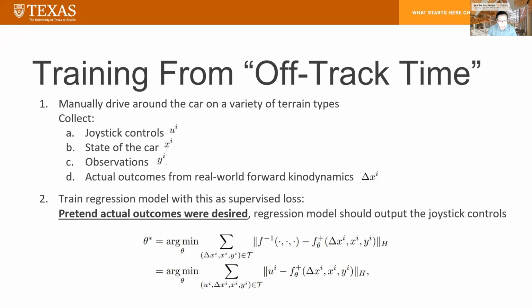So in order to get the control input from the approximated inverse kinodynamic model F plus, parameterized by theta, the regression model would tell you that if delta xi is what you are seeking, the control input to result in that is the joystick command u_i we just collected while executing this.